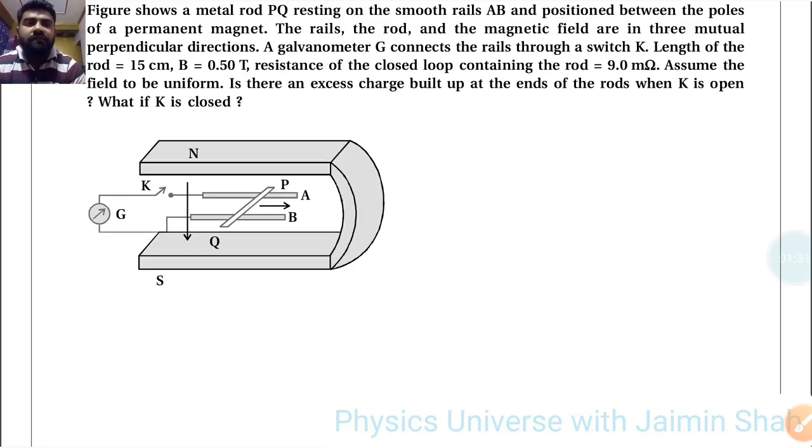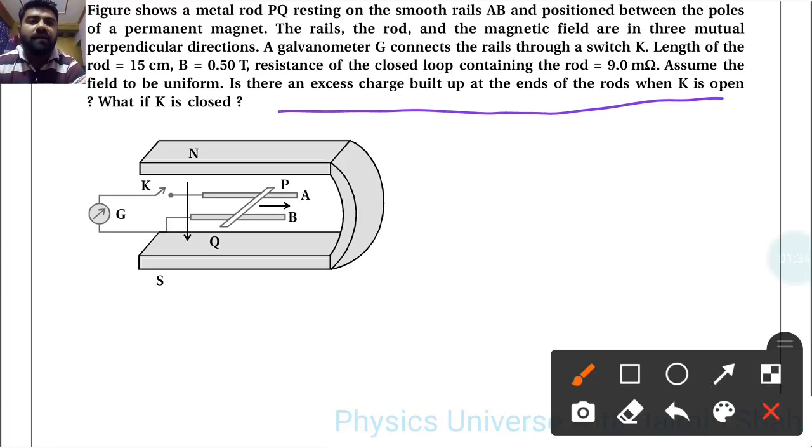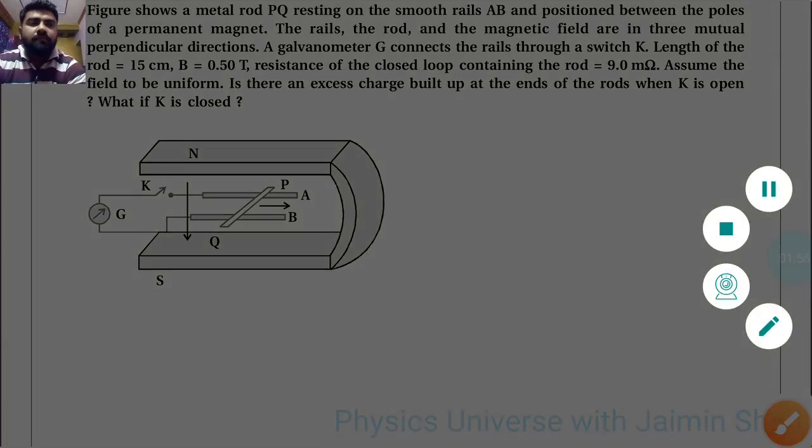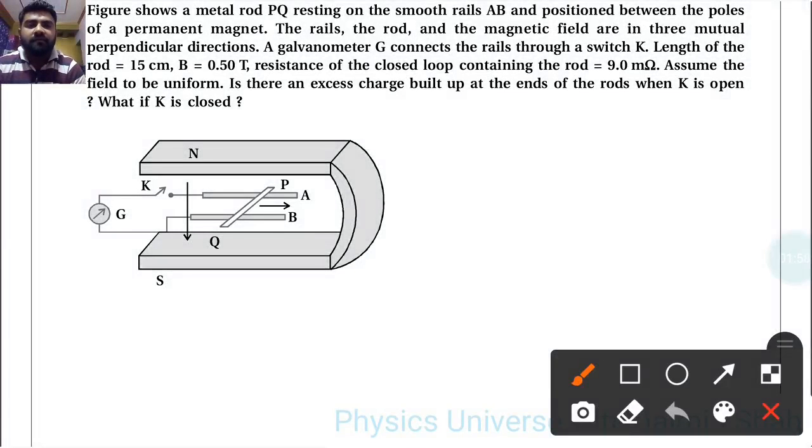Now second question, is there an excess charge build up at the ends of the rods when K is open? What if K is closed? When K is open, excess charge will be at both ends of the rod, and when K is closed, the charge is provided by continuous flow of the current.